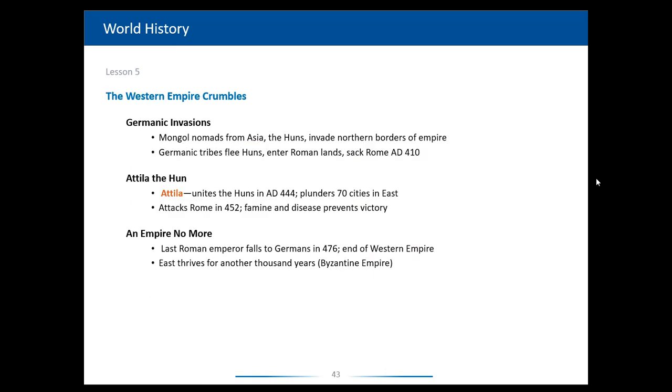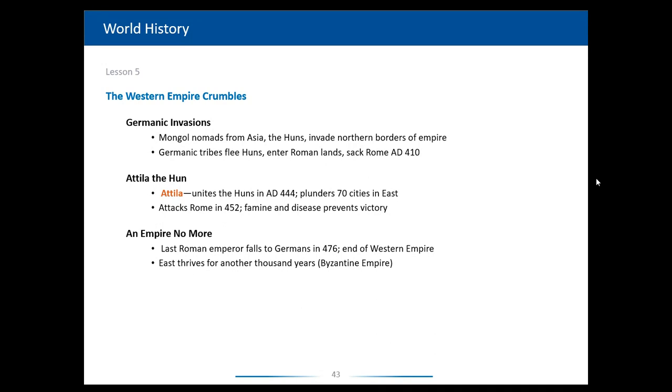So let's talk about the different invasions and the reasons for the crumbling of the empire. The Germanic invasions were very important to the fall of Rome. The Mongol nomads from Asia, the Huns, invade the northern borders of the empire. Germanic tribes flee the Huns. So the Huns are coming from Asia. The Mongols are from what is Mongolia and that area. They're called the Huns, and they're going west.